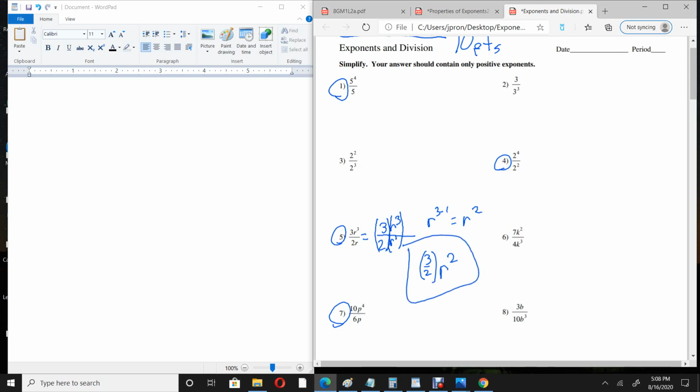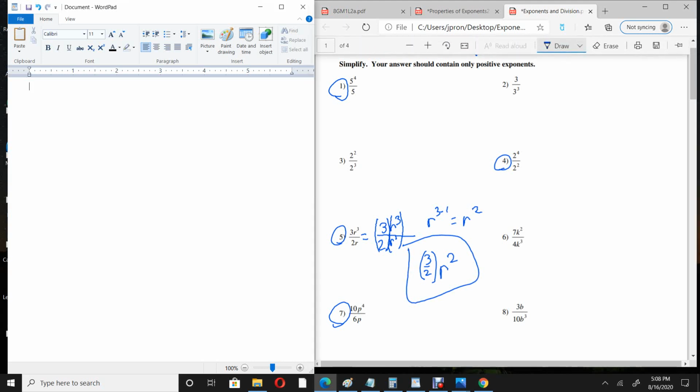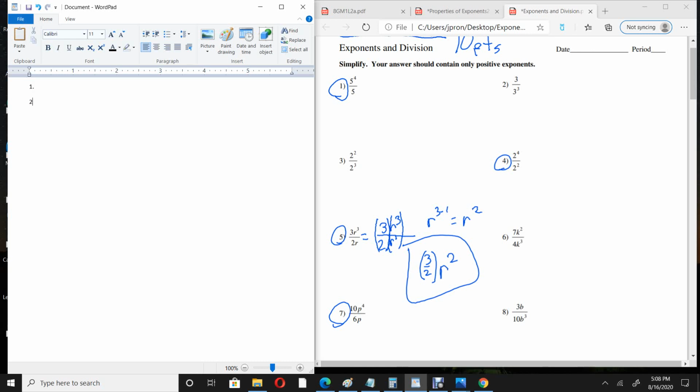You come over here and you have a response to problem 1. You put it there. Problem, what was it, 4? You put it there. Problem 5. And we're going to respond with our answer. So we have 3 halves. So I'm going to open up parentheses, 3 halves, close that up.